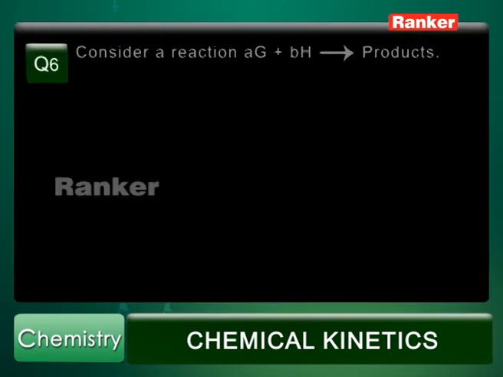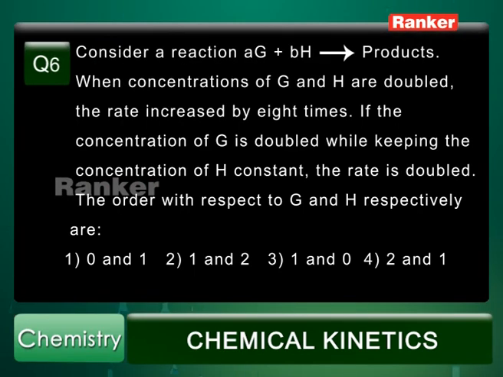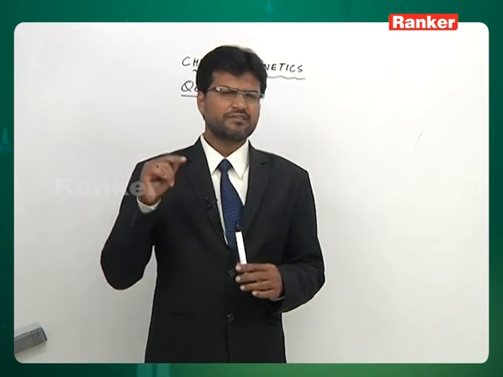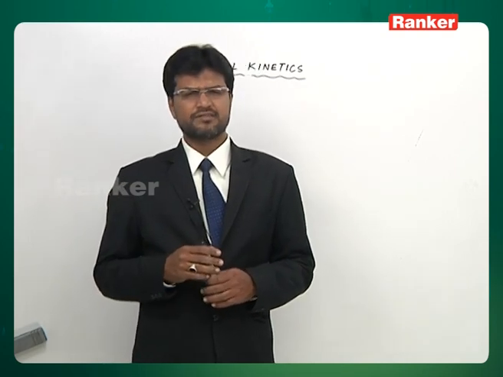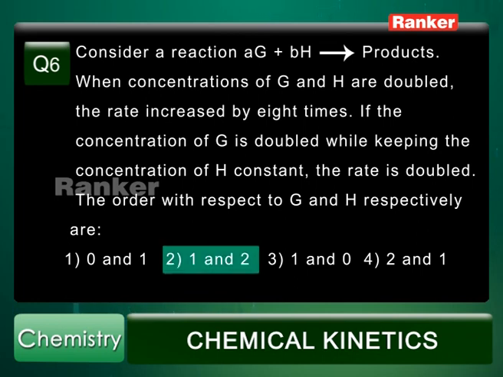Question number 6. Consider a reaction A moles of G plus B moles of H gives products. When concentration of G and H are doubled, the rate increased by 8 times. See, when you double both G and H, the rate is increasing 8 times. That means the overall order of the reaction is 3. If the concentration of G is doubled while keeping the concentration of H constant, the rate is doubled. That means order with respect to G is 1. Obviously, order with respect to H will be 2. So the correct answer is the second option.